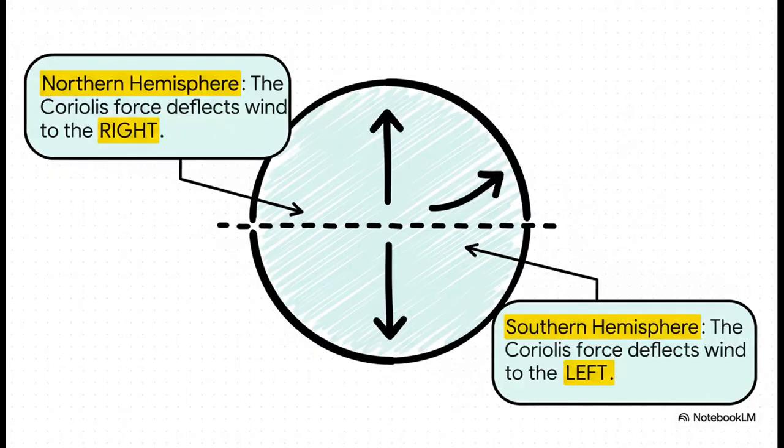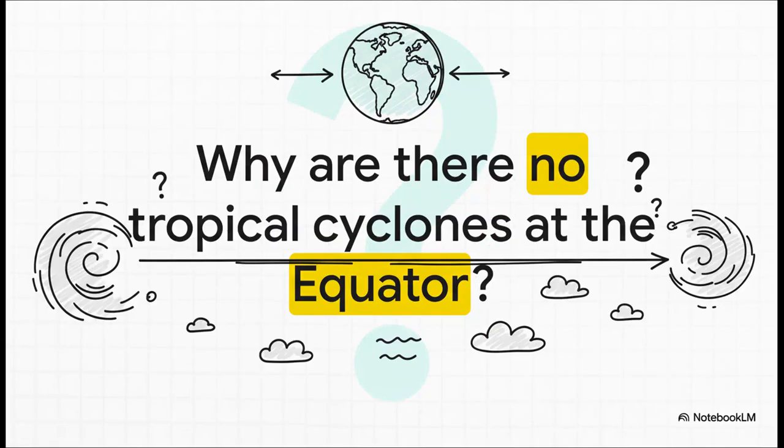And here's the main takeaway. In the Northern Hemisphere, where we are in India, the Coriolis force pushes the wind to the right. In the Southern Hemisphere, it pushes it to the left. Just remember this for your exam. Right in the north, left in the south. Simple. Okay, time for a pop quiz.